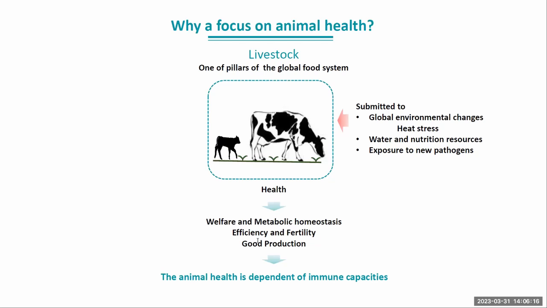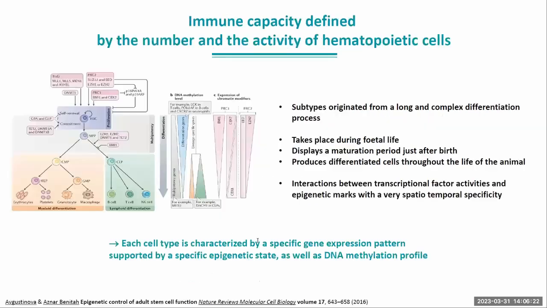Animal health is dependent on immune capacities, and immune capacity is defined by the number and the activity of hematopoietic cells. Hematopoietic cells are classified in several subpopulations, originate from a long and complex process of differentiation, and this process takes place during fetal life, displays a maturation period just after birth, and produces differentiated cells throughout the life of the animal.